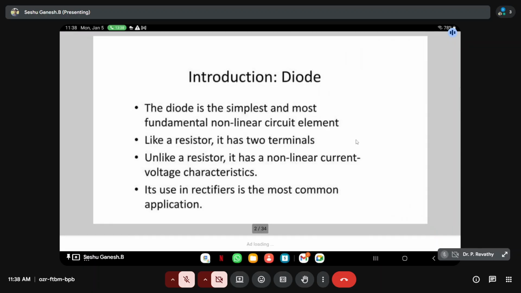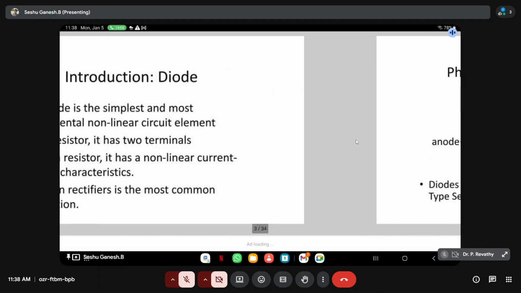So the diode is the simplest and most fundamental nonlinear circuit element. It has two terminals, one is the anode and the other is the cathode. It is used in rectifier circuits like half wave rectifier and full wave bridge rectifier circuits. These are the applications where diodes are used.